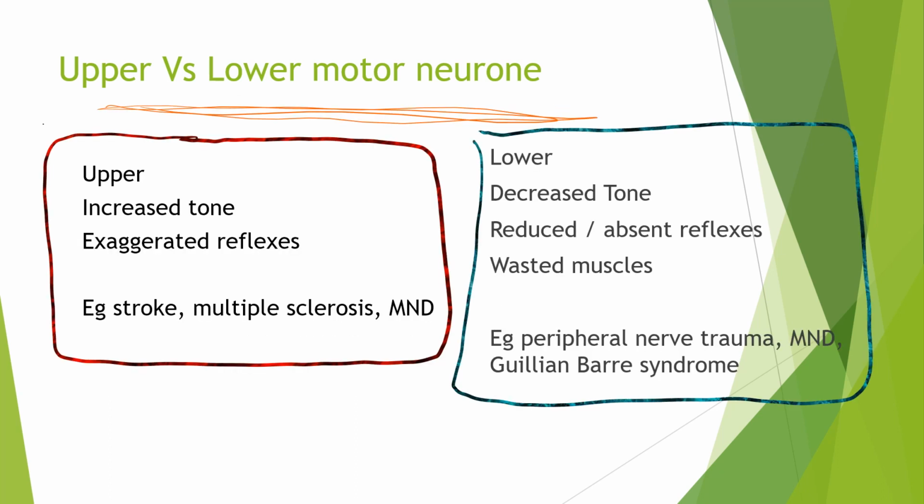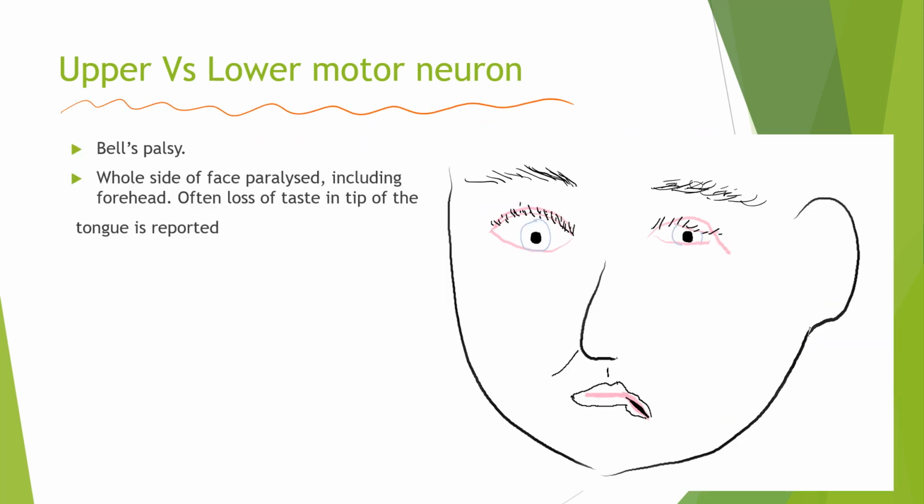As before, you can see in upper, you've got increased tone, exaggerated reflexes in such conditions such as stroke, multiple sclerosis, MND, or in a lower motor neuron lesion, you've got decreased tone, reduced or absent reflexes, wasted muscles, such as in peripheral nerve trauma, MND as well, Guillain-Barré syndrome.